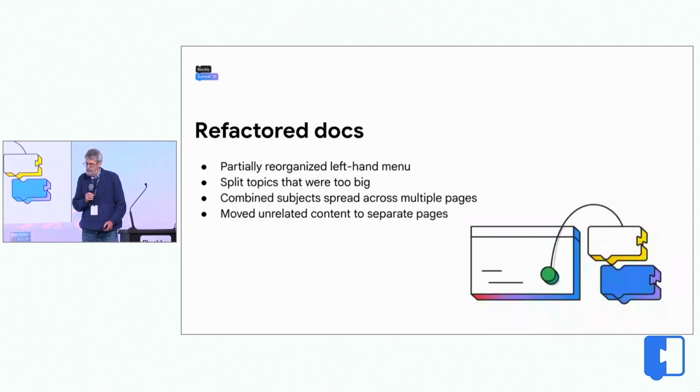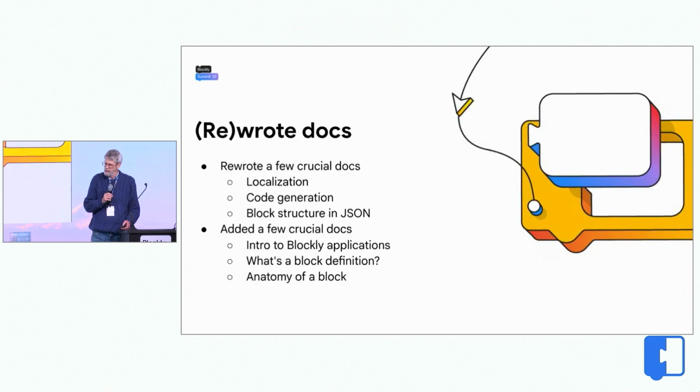So what did we do? Just like code, docs over time get a little crufty, and so you need to refactor them. That's just part of documentation life. So I partially reorganized the left-hand menu. It stayed mostly the same, but we added a couple of design sections, split up some of those topics that were too big, combined some of those subjects that were spread across multiple pages, and split up that content where we had unrelated content in the same page.